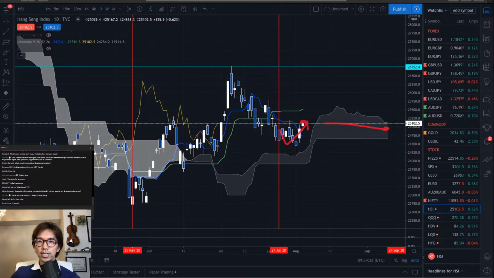Hi Kate, so you exit when Kijun Sen turns flat. What else needs to turn flat? Sorry, I may have missed that part. Oh yeah, so Kijun Sen flat and also Senkou Span A or B flat.